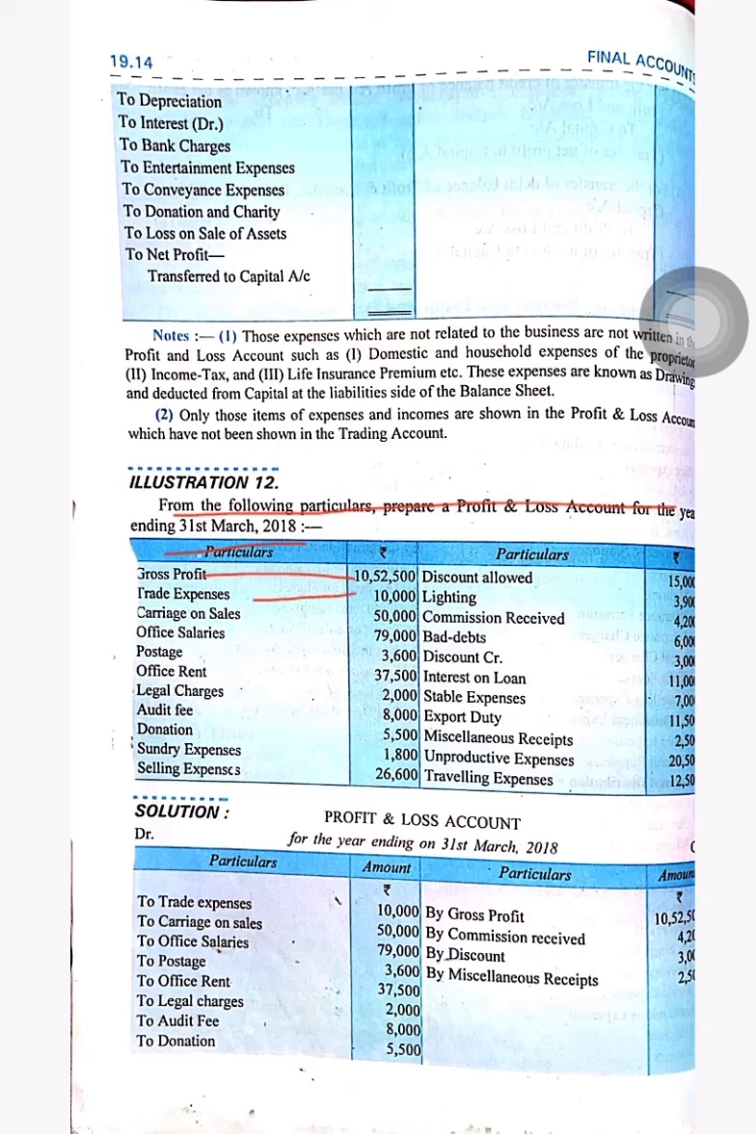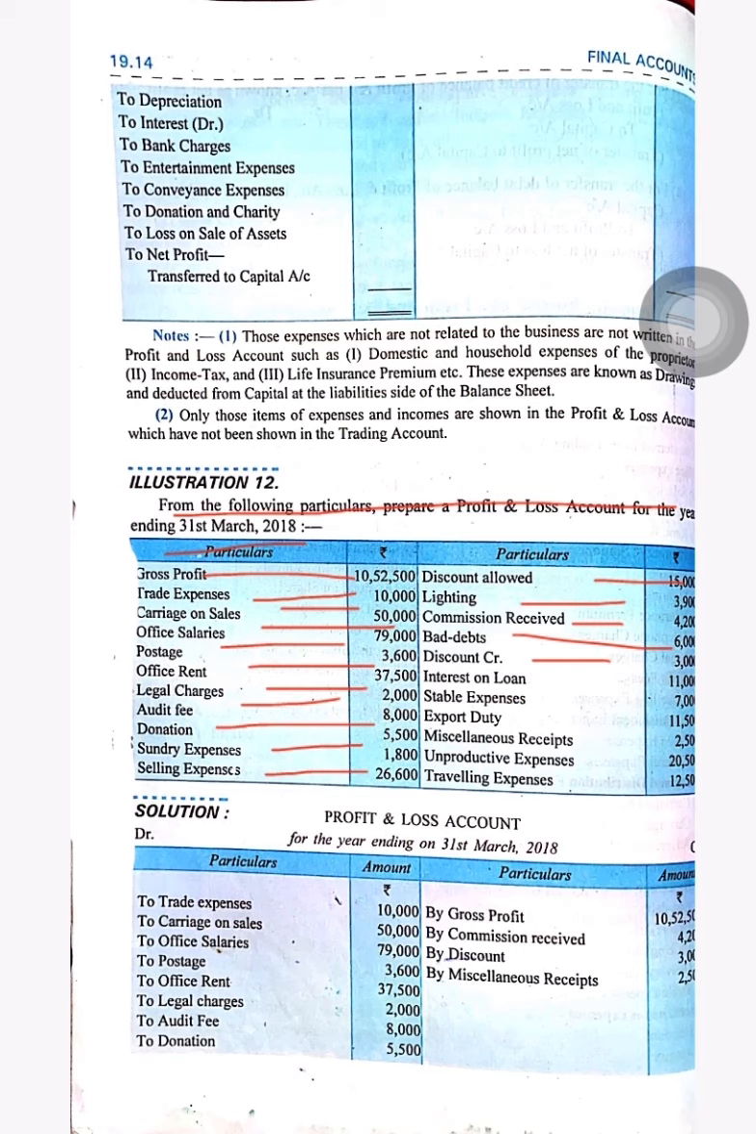Trade expense, debit side. Carriage on sales, debit. Office salaries, it's also an expense, debit. Postage, debit. Office rent, debit. Legal charges, debit. Audit fees, debit. Donation, debit. Sundry expenses, debit. Selling expenses, also debited. Discount allowed, debit. Lighting, debit. Commission received is an income, so it will be credited. Bad debts, debit. Discount received, it's an income, so it will be credited.